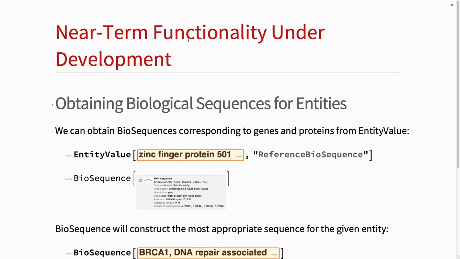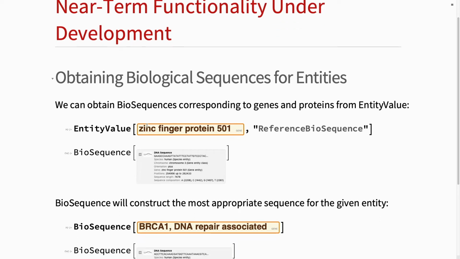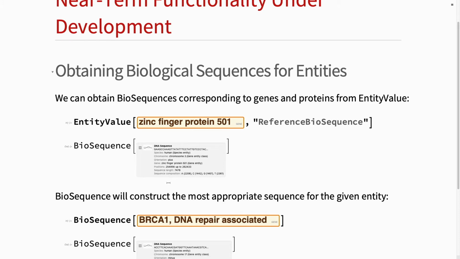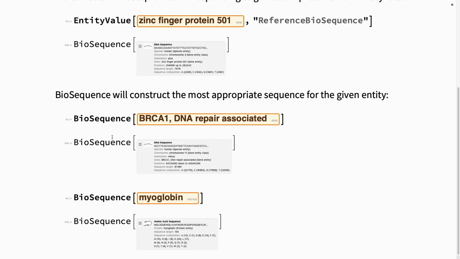This is integrated with our entity system. These biological sequences represent the space that individual genes represent points within. So here we ask this gene for its reference biosequence, and we get back a biosequence, annotated with the species and the chromosome and the orientation and positions and all kinds of good stuff like that. Similarly, if you take BioSequence and you just give it a gene or a protein, it'll give you the most appropriate biosequence for that entity.